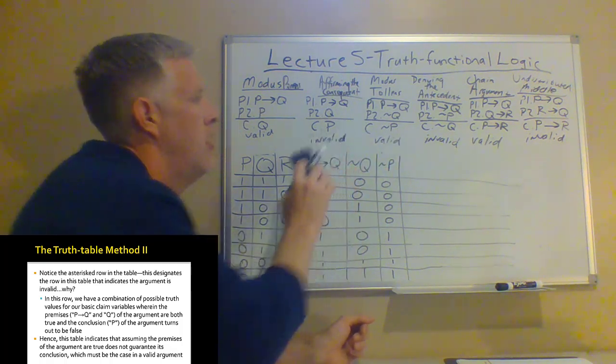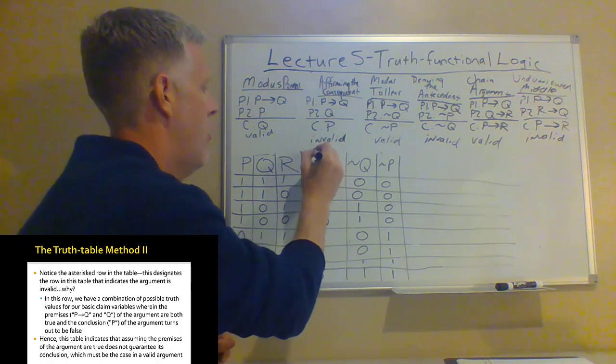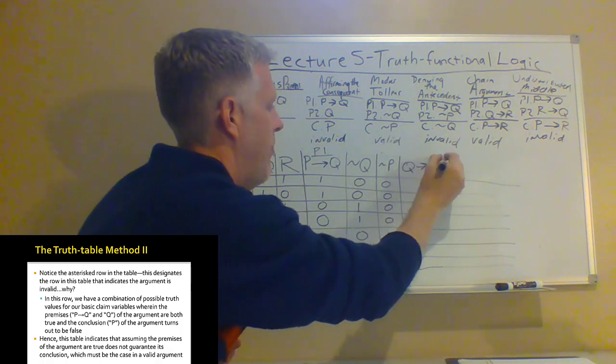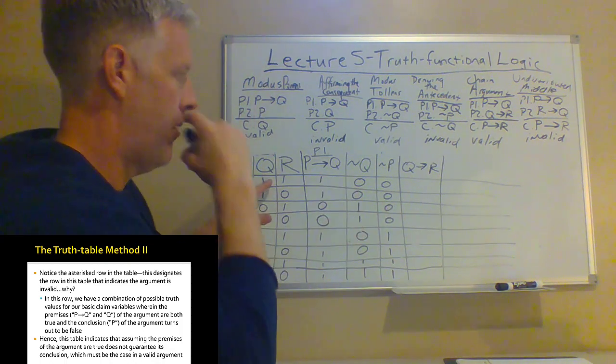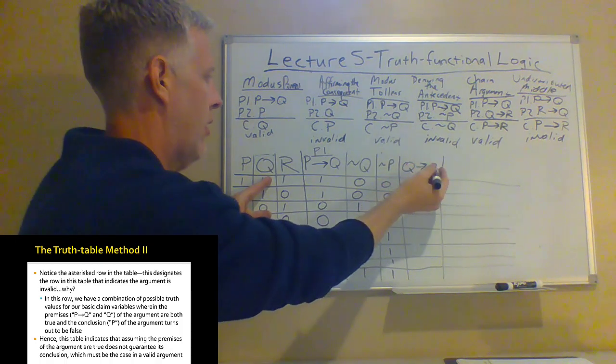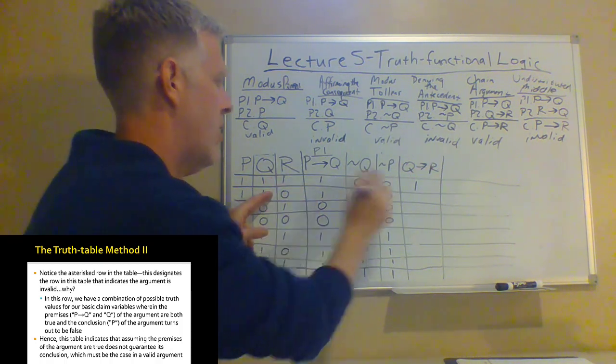Let's check out chain argument. So for this one, we need if P then Q. We have that, so that's our premise one. We need if Q then R. So let's put that up there real quick. Remember, the only time a conditional is going to be false is if the antecedent is true and the consequent is false. Not the case here, because the consequent is also true. Here, it'll be false.